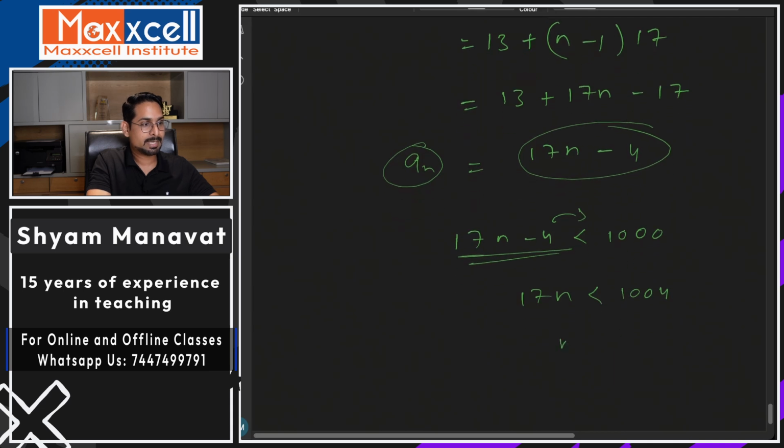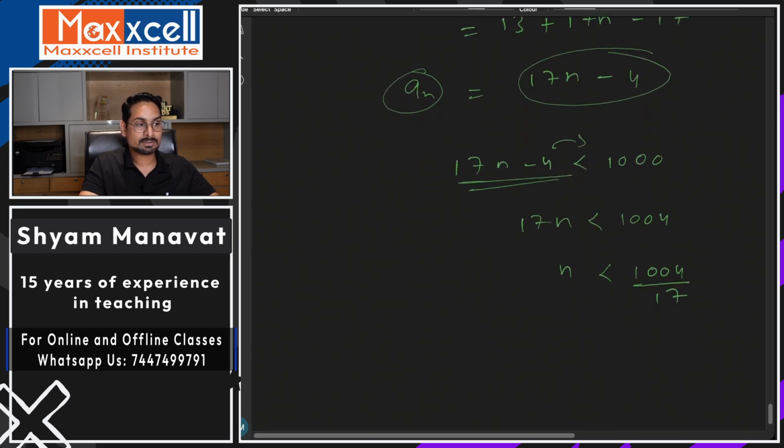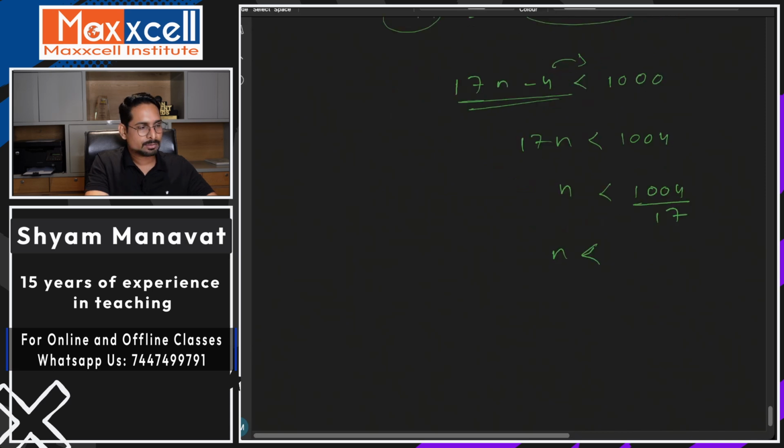Simplify this. So I have 17n, I take minus 4 to the right hand side, 1004. N is the number of terms, so the number of terms has to be an integer value. So if you divide this 1004 by 17, what will you get? When you divide 1004 by 17, you will get approximately 59.05 something. As I said, the number of terms has to be a natural number, right?